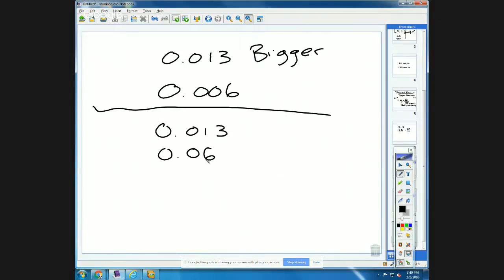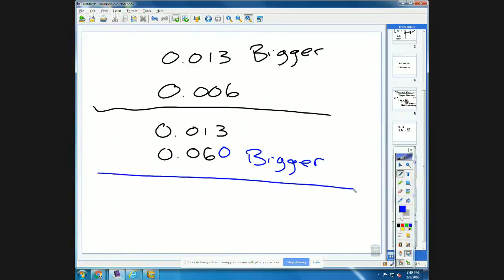If I gave a different set, stick with the 13. What's my dilemma here? 13 thousandths versus 6 hundredths. Might not be obvious to some kids. What can we do to fix it? Add another 0. And so now we have 13 thousandths versus 60 thousandths. Now is it pretty obvious which one's bigger? That's not too bad. It's kind of the same way it works with whole numbers, as long as we line up each place value to see which one's bigger.